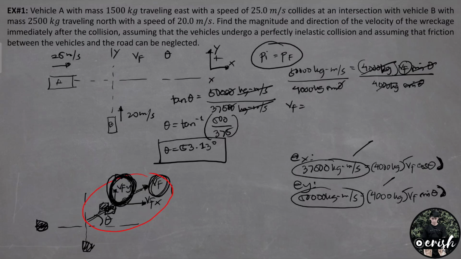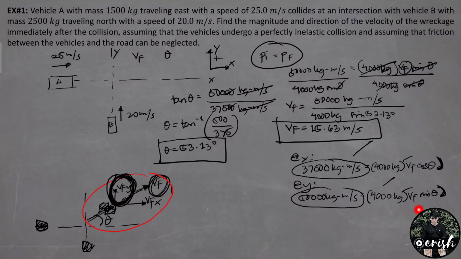Final velocity is equal to 50,000 kilograms meters per second divided by 4,000 kilograms sine 53.13 degrees. By calculating, ang final velocity is equal to 15.63 meters per second. So this is the final velocity with an angle of 53.13 degrees.